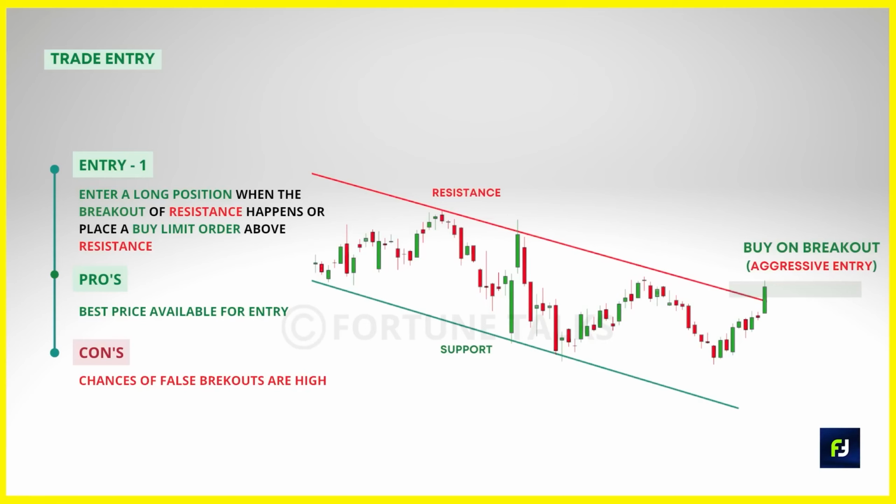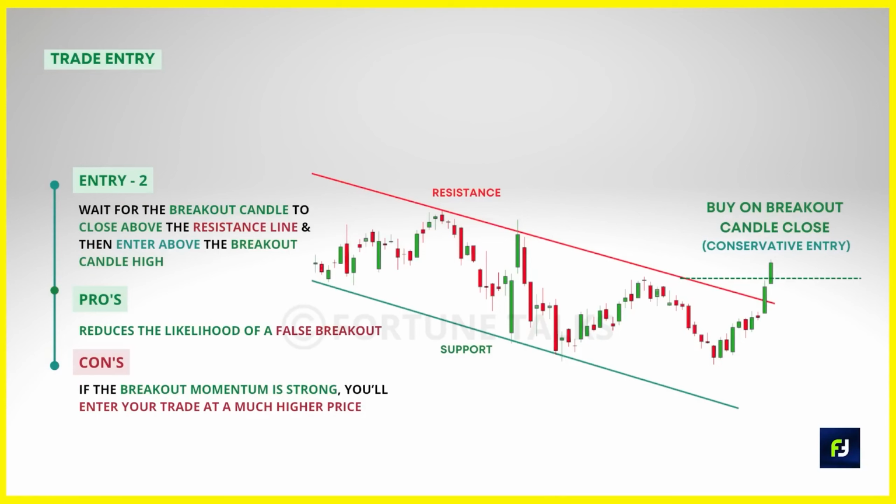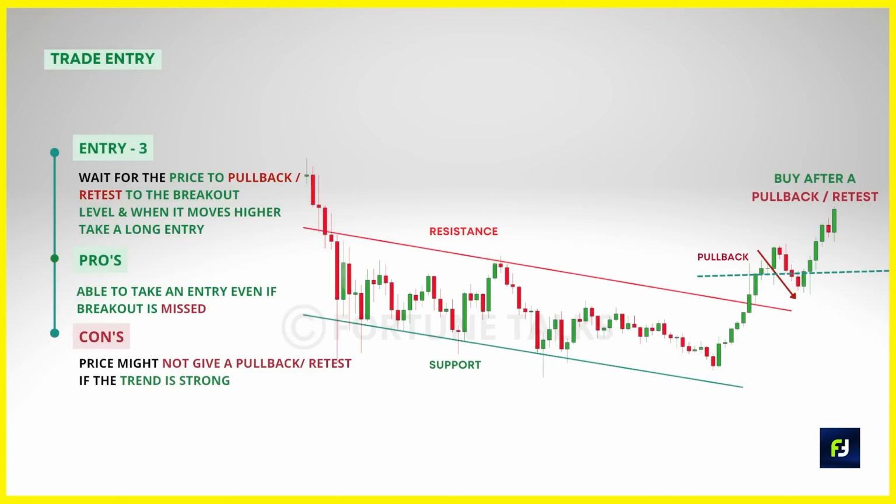Now, if you're a very aggressive trader, you can take a long position as soon as the price breaks above the resistance trend line. But this is a risky business, as it could end up being a false breakout and you will be trapped. So it is always ideal to wait for the breakout candle to close above the trend line and then enter on the opening of the next candle or above the high of the breakout candle. The downside is that the breakout could be too strong and you will end up buying at a much higher price. So yet another method would be when the price pulls back or retests to the trend line.